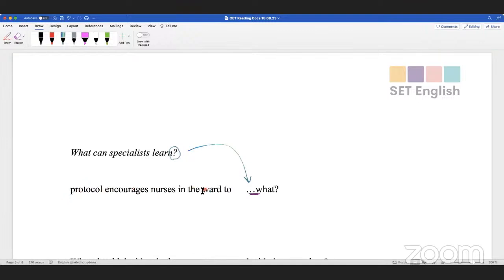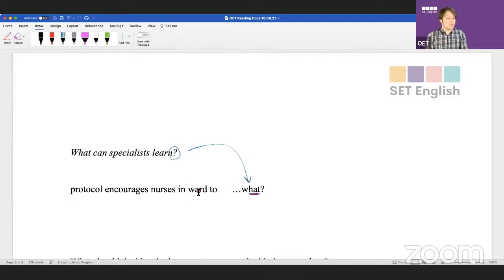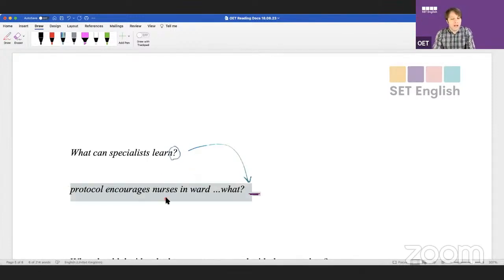The. That's chaff, isn't it? This is chaff. This is not wheat. We don't need it. So protocol encourages nurses in wards to what? Anything else I can remove? In and to. This preposition here is part of the infinitive actually, but we can remove that. So again, we're simplifying the question. This is the simplified question now.